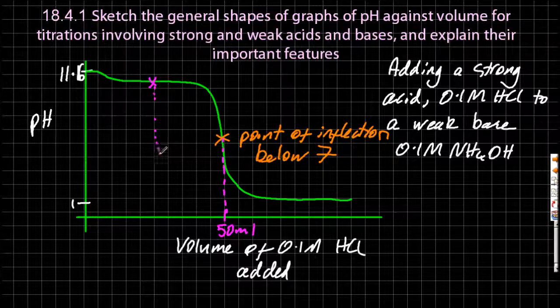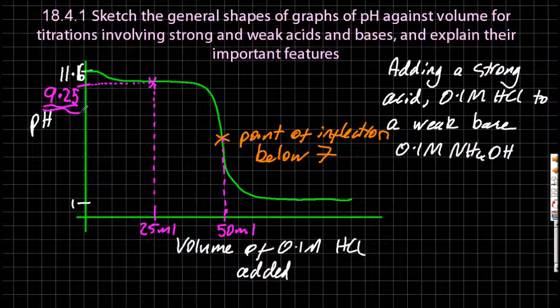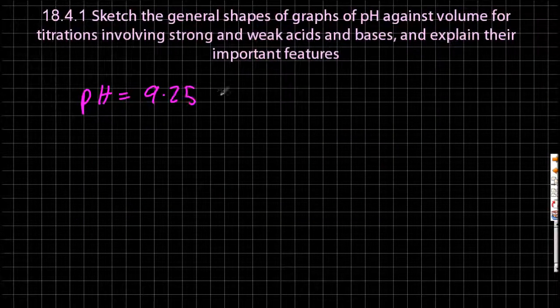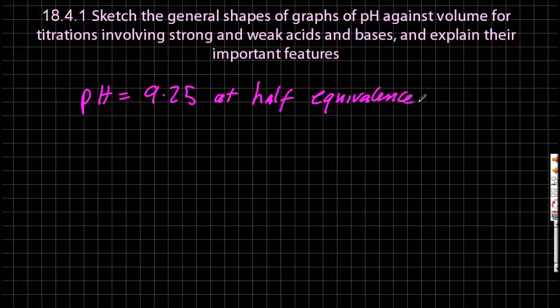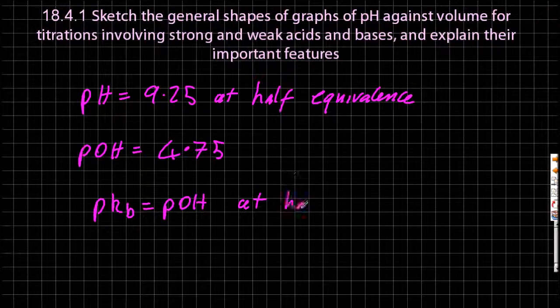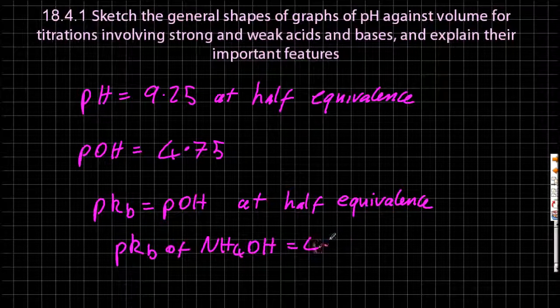And looking at the point of inflection again, let's go halfway from 50 to 25. And reading along, I'm reading up there, pH 9.25. So it's a little more sophisticated with the base. If the pH is 9.25 at half equivalence, then the pOH has got to be 4.75. pH and pOH add up to 14. And then that's the equation, similar to the one for acids and pH. So the pKb is actually 4.75.